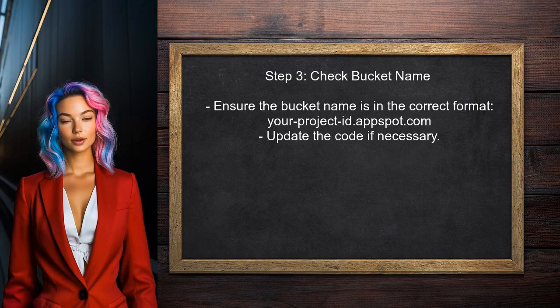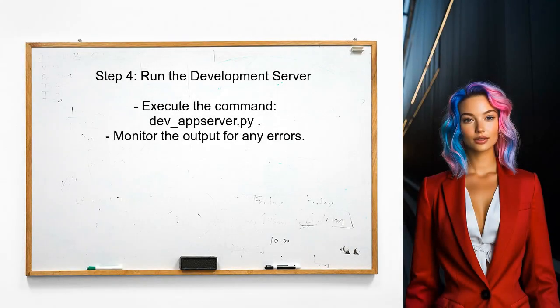After confirming the SDK setup, the user should check the bucket name in their code. The bucket name should match the format yourprojectid.appspot.com. This is crucial for accessing the correct storage bucket. Now, the user should test the application by running the development server again. They can do this by executing the command dev_appserver.py in the terminal.